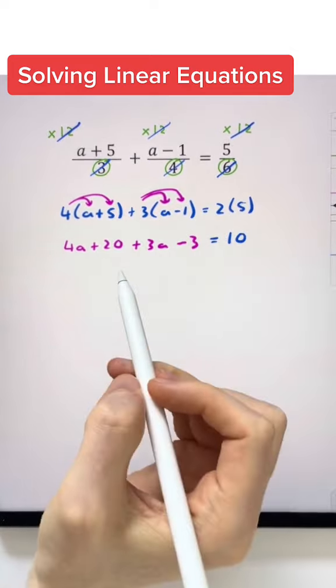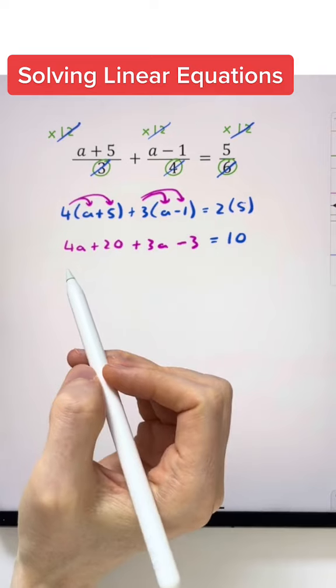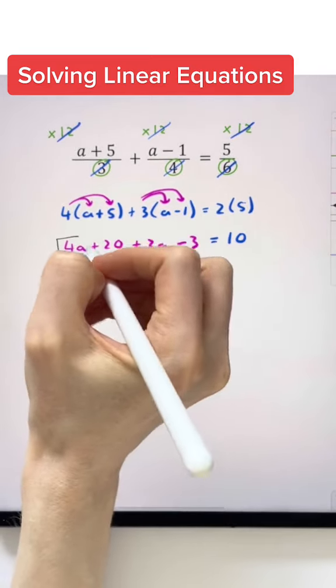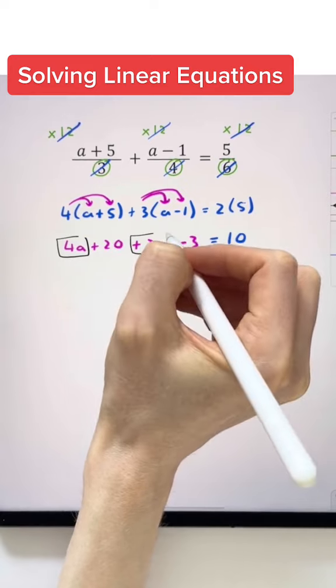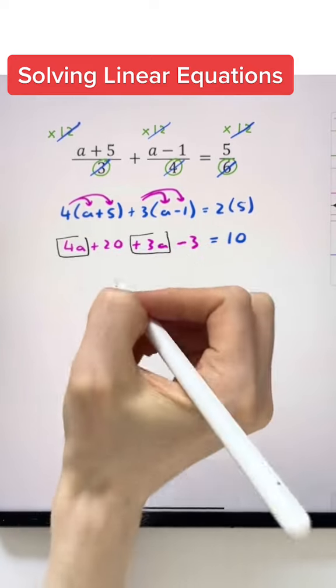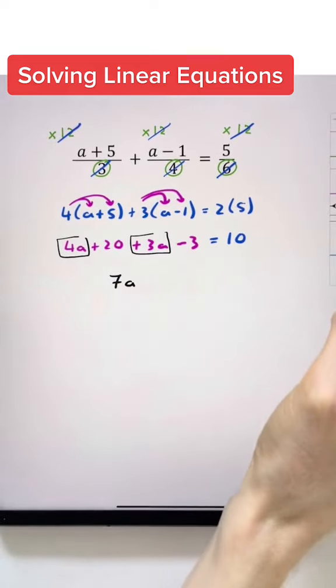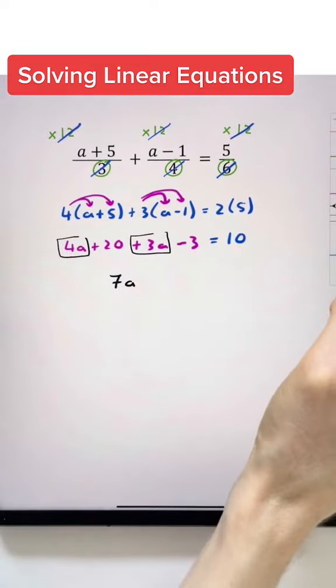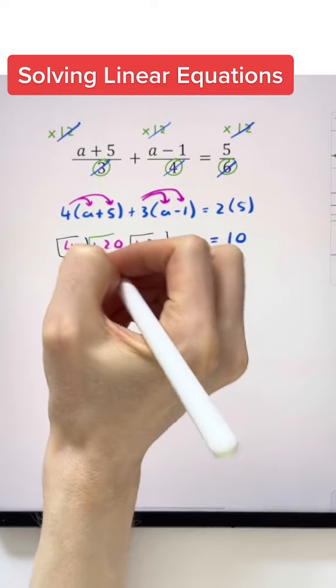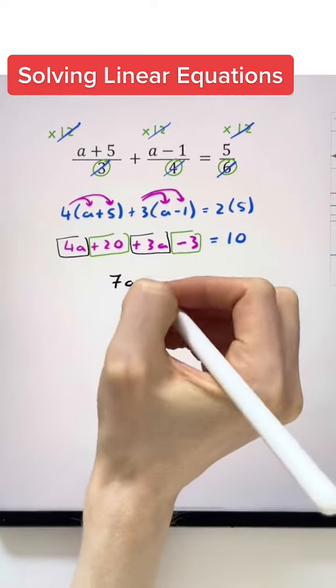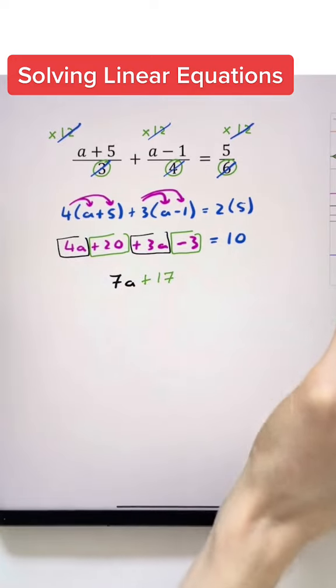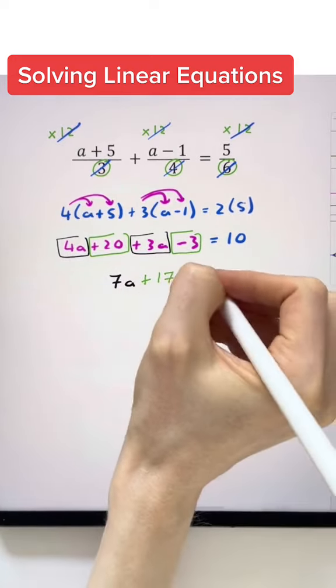Collecting like terms, I know like terms have the same combination of letters. Here I have 4a plus 3a. They're like terms, they both end in the letter a. 4a and 3a will give us 7a. Collecting my number terms, in this case I have plus 20, subtract 3, which will give us plus 17. And it's still all equal to 10 on the right hand side of my equation.